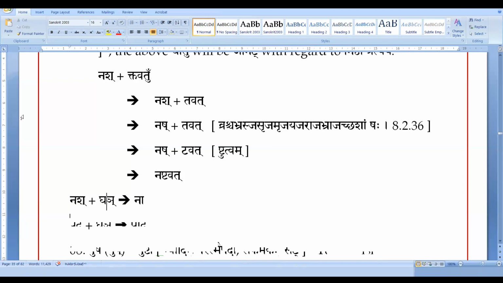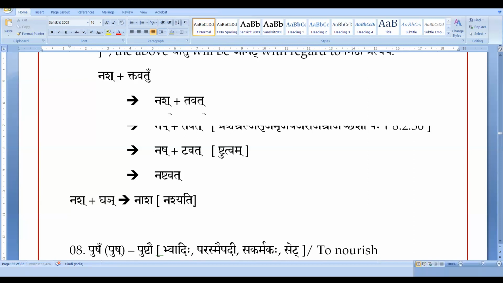So Nash dhatu, if you take it now, becomes Nasha. Nasha means Nashanam, Nashana Kriya. Or Nashyate iti Nasha, that which Nashyate. Nashyate is Karmani. Nashyate iti Nashaha, that which gets destroyed. Right? That is Nashaha.